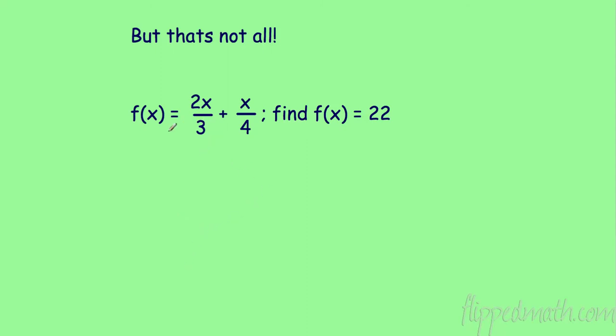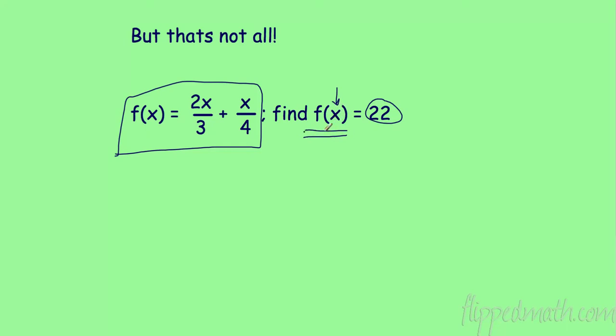Now we have it a little bit different. We have our function right here, f of x equals 2x over 3 plus x over 4. We want to find the value of x when f of x is 22. So instead of plugging in x, see right now I don't have an x to plug in.